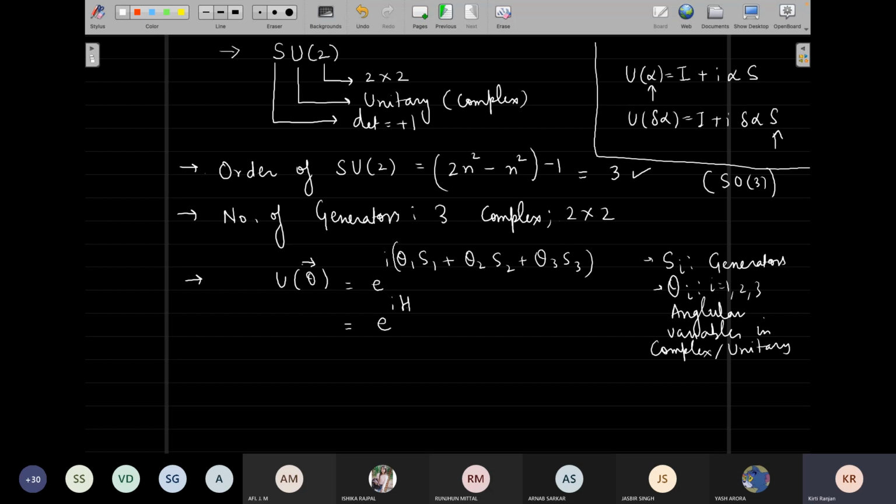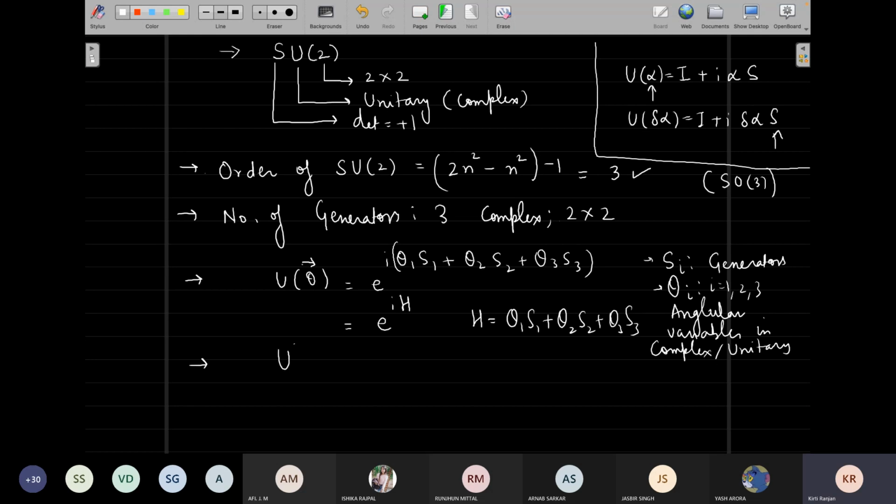So I can write U theta is equal to e to the i H. And now I am going to follow again the same steps which I followed in my SO2 approach. From the properties of unitary matrices, I will try to constrain my H, and hence I will try to find S1, S2, S3. So what is H? This is nothing but theta 1 S1 plus theta 2 S2 plus theta 3 S3. Nothing beyond that. So I will try to understand the structure just by looking at matrices. What kind of matrices do we have?